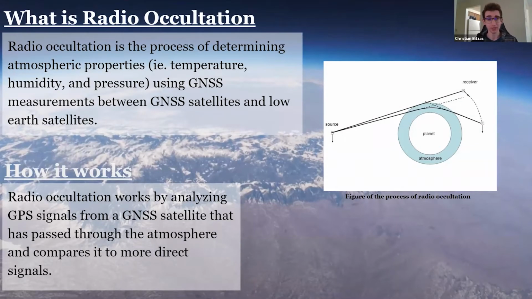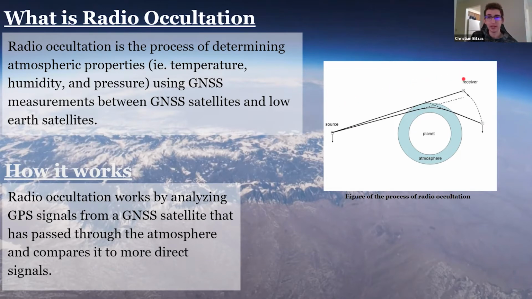Radio occultation is a process of remotely determining atmospheric properties such as temperature, humidity, and pressure. So how does this work? You have your GNSS satellite, which in this diagram on the right, you'll have right here. This GNSS satellite spits out signals that your phone and your car can collect and determine its location.